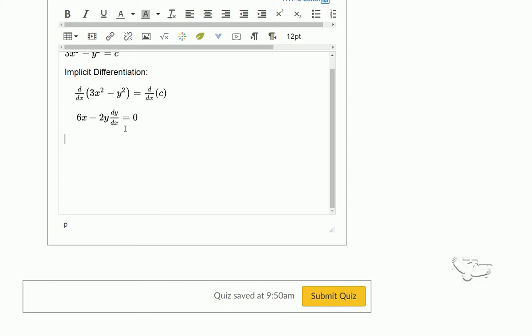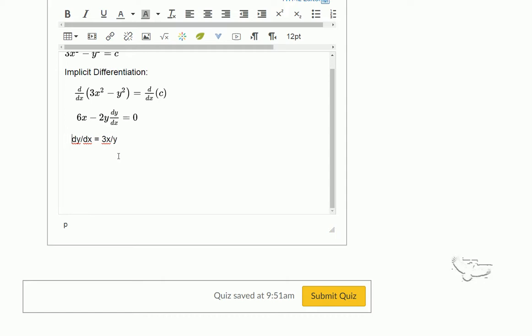Okay, and then I could solve this for dy/dx. So if I wanted to, I could just type it in. dy over dx equals, and if I bring this over to the right side, that'll be 2y, and then divide by the 2y, I get 6x over 2y. 6x divided by 2y, and you could reduce that by 2, so you get 3x over y. So there's my dy/dx, 3x over y.